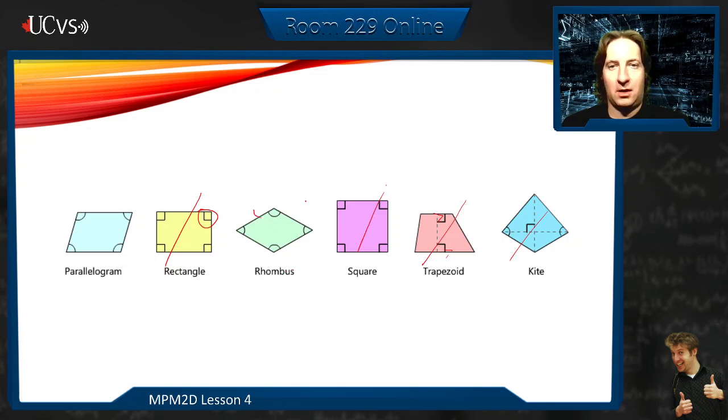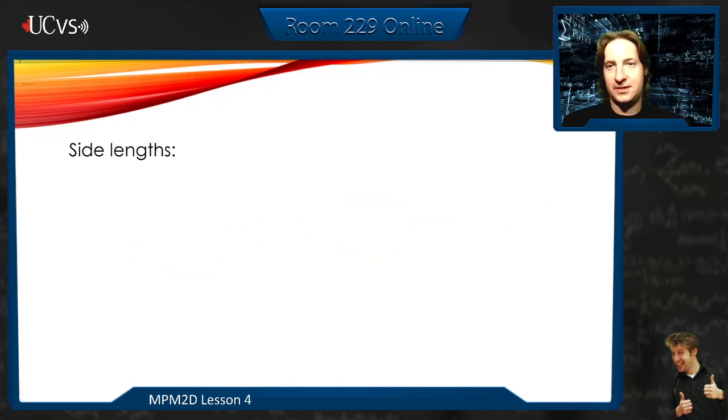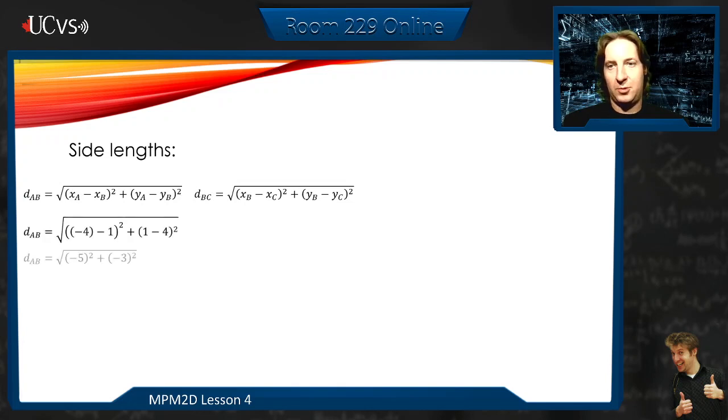Now, a rhombus has all 4 sides the same. A parallelogram has 2 different side lengths. So let's do the calculation now for side lengths. We're going to use our distance formula to find the distance of AB and BC. And doing all the calculations here, we end up with an answer of root 34.